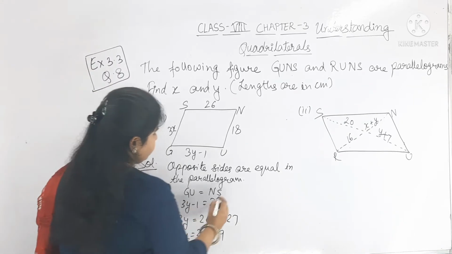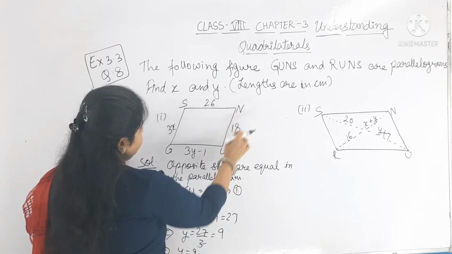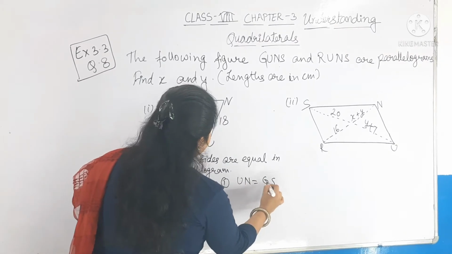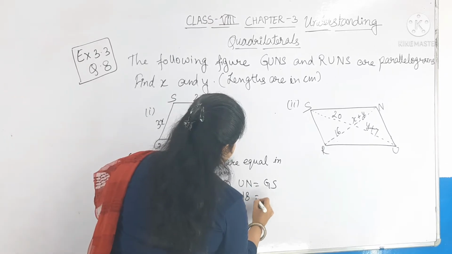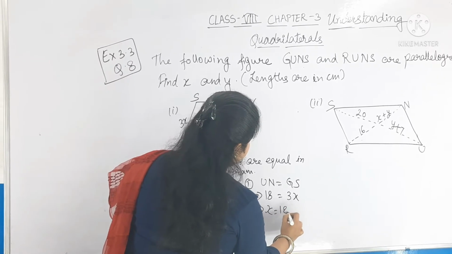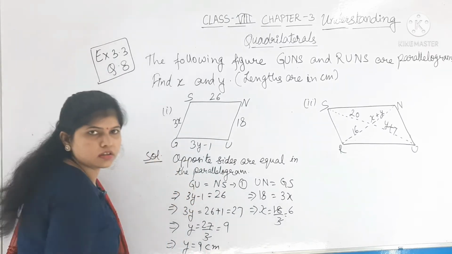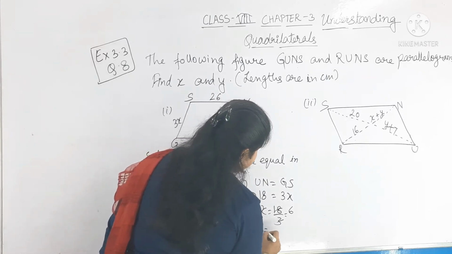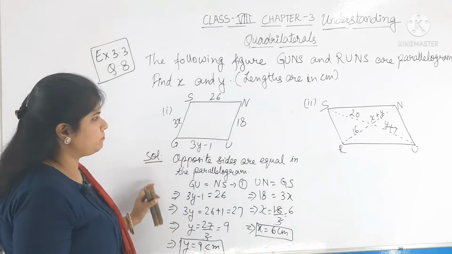Like this. This is the first equation, and the second equation is UN equal to GS. What is UN here? 18, and here GS is 3x. So 18 equal to 3x. So x equal to 18 upon 3. 3 sixes are 18. So it is in centimeter, right? y is equal to 9 centimeter, and here x equal to 6 centimeter. This is the solution for the first part.